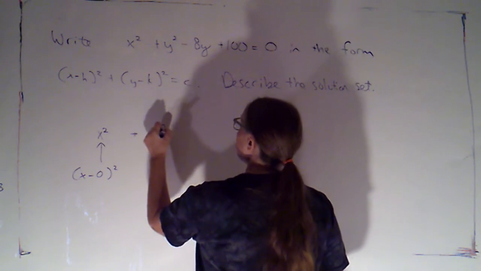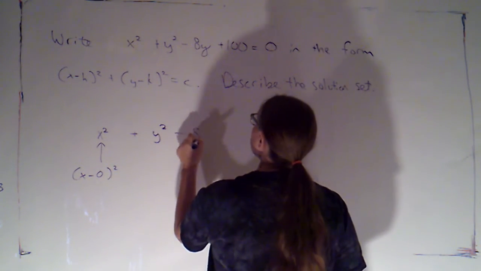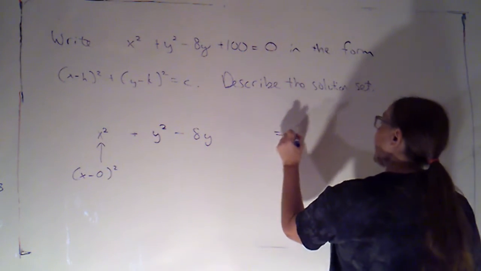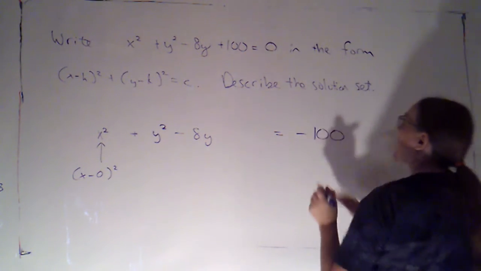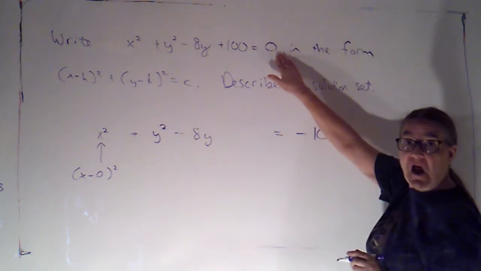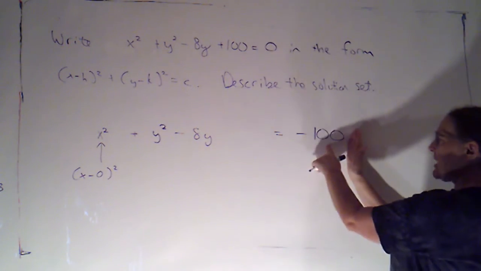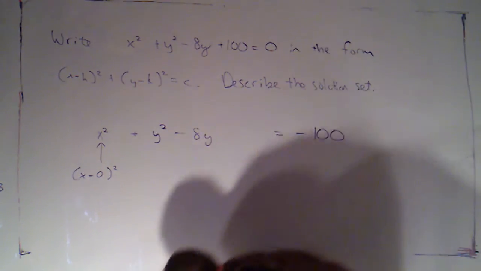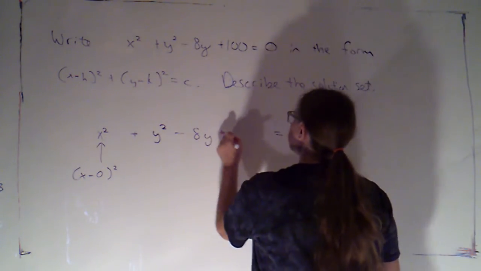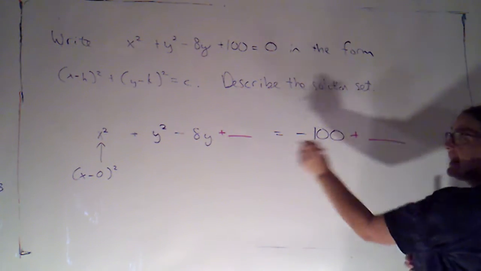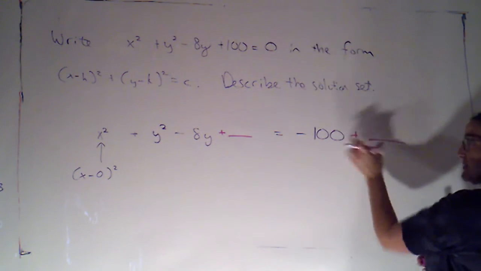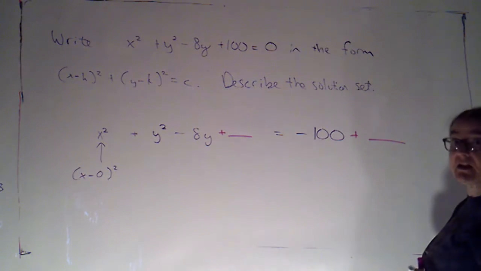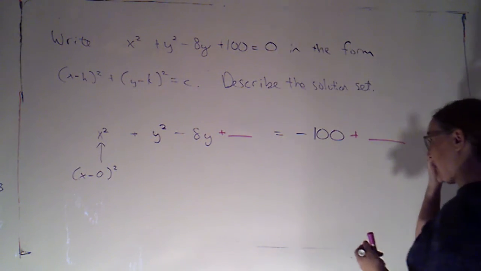For the y's, I will. So we've got plus y squared minus 8y. I'm going to leave a space for the number that we're going to add, but I'm going to move that 100 over to the other side. Okay. So I can see I've got a negative number right there now, but I know that as I complete the square, I'm going to be adding some number to both sides. And it's possible that that's going to make this right-hand side either 0 or positive, so I do need to go through the work of completing the square.